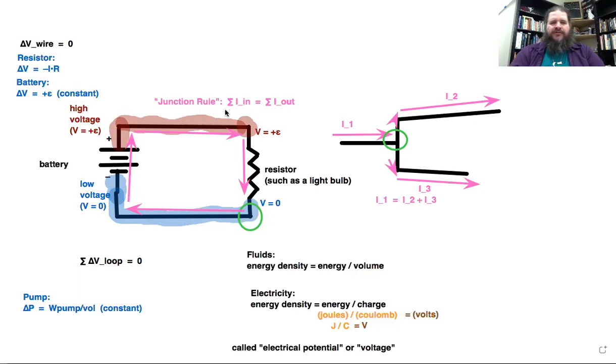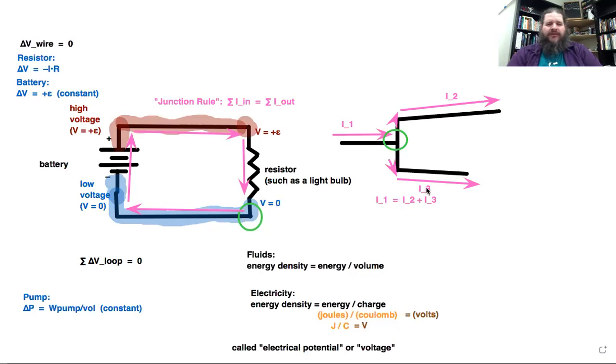So that's usually called the junction rule. It applies to any location in the wire, but it's most often used at junctions where a wire splits into several wires or where several wires come together into one wire. So that's often useful for getting one more equation.